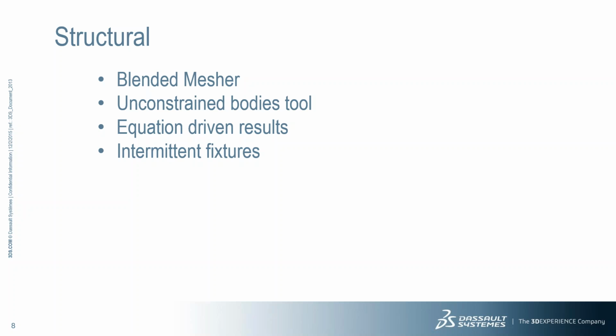All right, so I assume you can see my agenda for the structural side now. Okay, very good. So jumping ahead now to the structural stuff I want to cover here. A couple things I'm going to look at are the new blended mesher, curvature-based blended meshing, and the Unconstrained Bodies tool. Time pending, I'll look at equation-driven results. That's I think a little bit smaller topic than the other three big ones. And then finally, I'll look at the intermittent fixtures. That's in our nonlinear analysis tool.